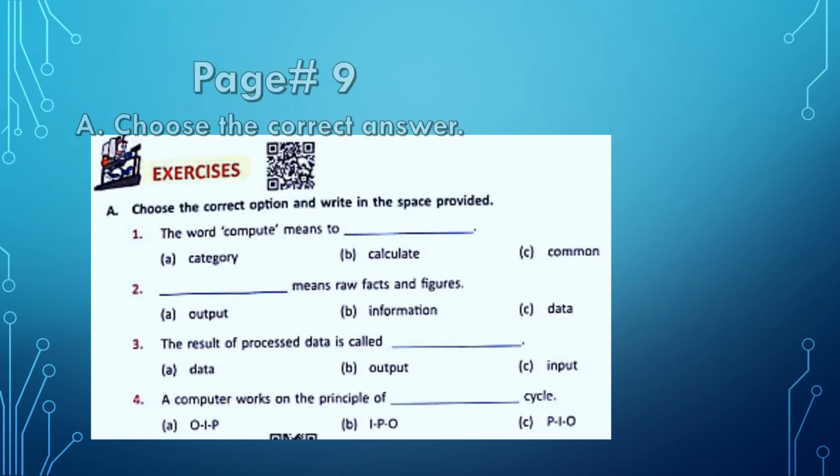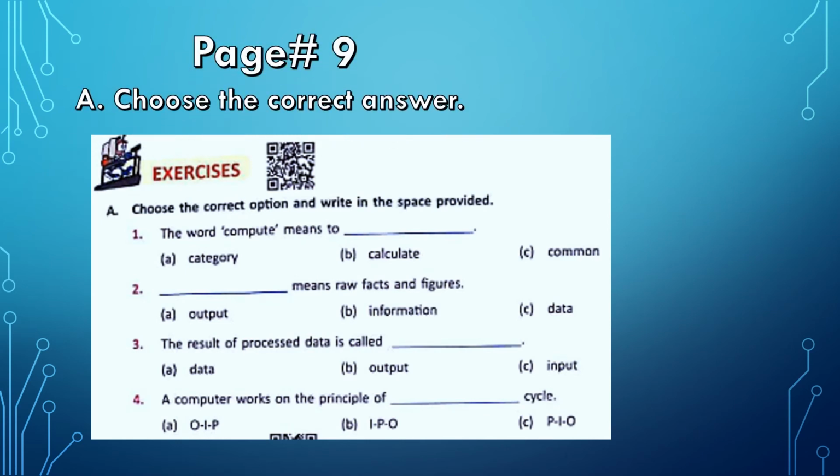Now students, open page number 9. Choose the correct answer. This is our exercise, and our part A is choose the correct option and write in the space provided. Our first statement is, the word compute means to calculate. Dash means raw fact and figure. Data. The result of processed data is called output, because it is a result form, so it is the output.